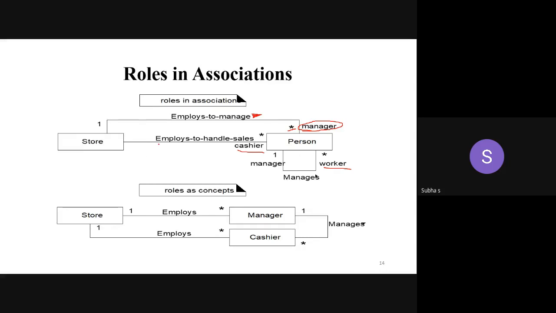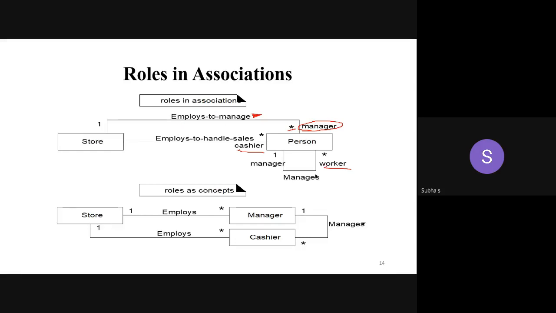Who will handle the sales? Not the sweeper, not the worker or manager. Especially whose role? It is the role of the cashier. So at this stage, you can mention the role as cashier, because for this action, the cashier is playing that particular role. Employs to handle sales. Who is employed to handle the sales? Cashier is employed.